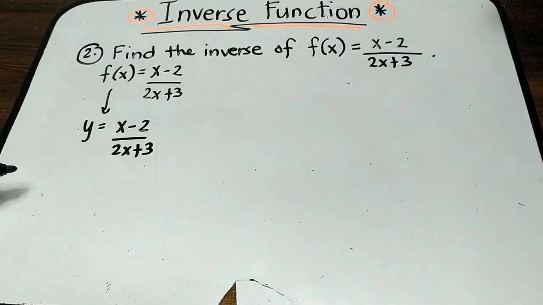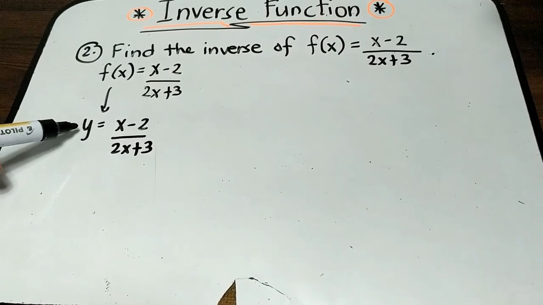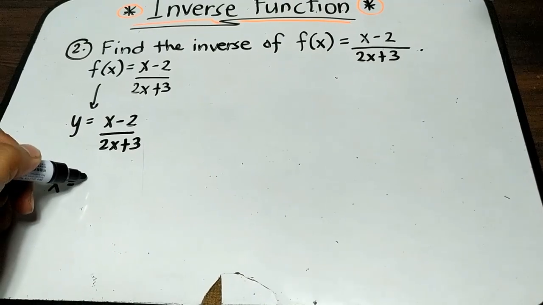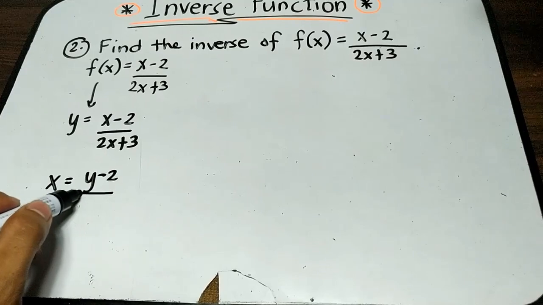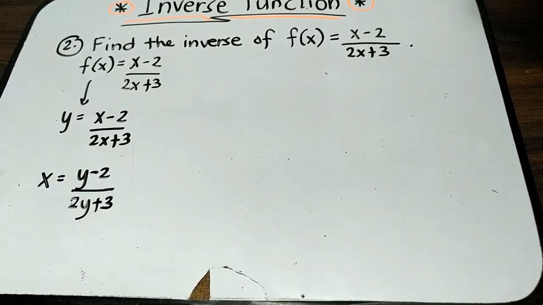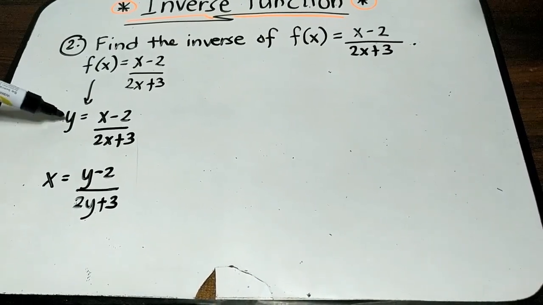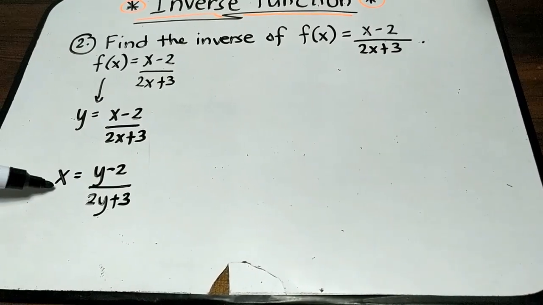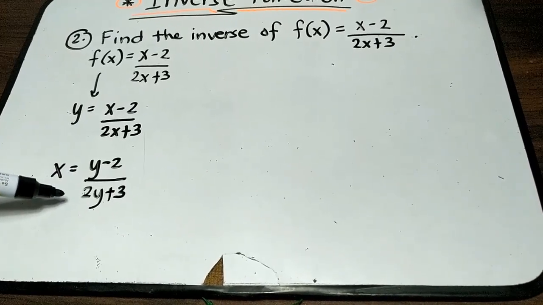And then, next step natin, yung x variable natin, gagawin natin y, at yung y variable natin, gagawin natin x. So, ang next equation natin ay x is equal to y minus 2 all over 2y plus 3. So, we're done again. Yung f of x ginawang y. Next step, yung x and y variable nag-interchange. And then the new equation is x is equal to y minus 2 all over 2y plus 3.